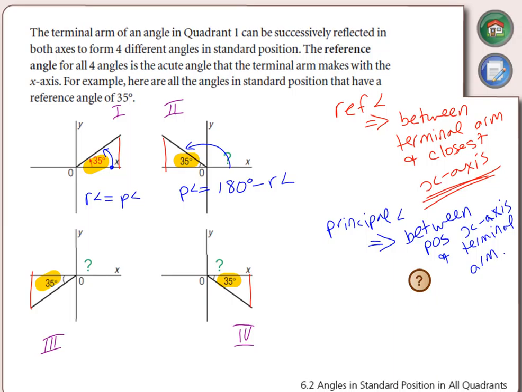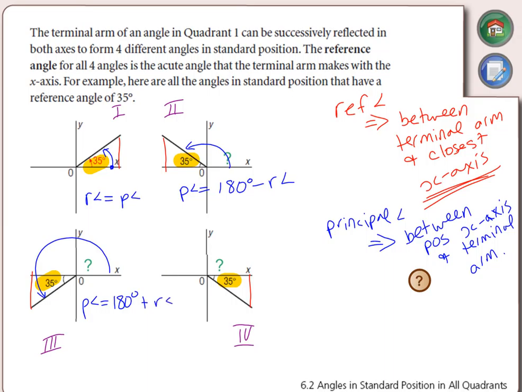In quadrant 3, we know that again, this is 180 to get us to there, but we want to go all the way to there. So I've got to go 180 plus that extra 35. Our principal angle in quadrant 3 is 180 degrees plus whatever the reference angle is.